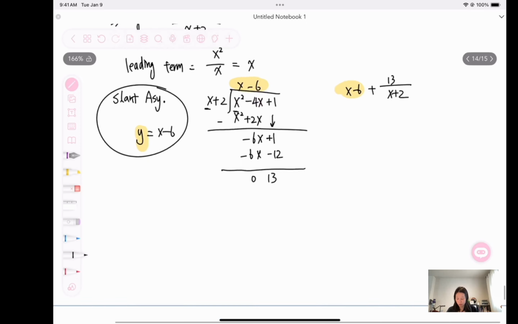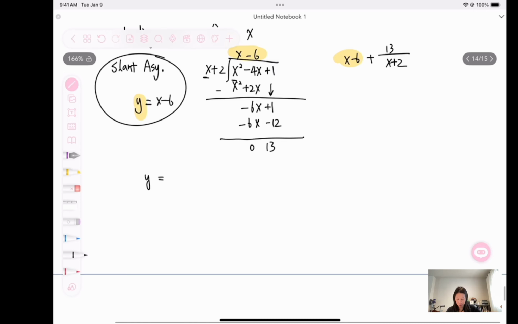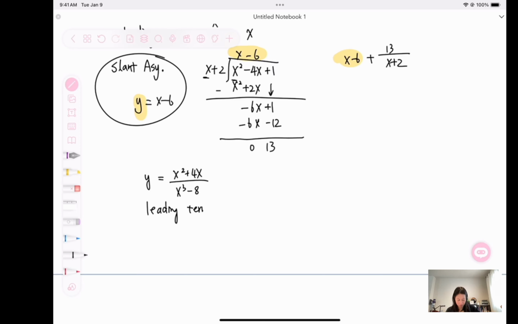Okay, next one. The last exercise is (x squared plus 4x) over (x cubed minus 8). The leading term is x squared over x cubed, which is 1 over x. So we're expecting the asymptote to be similar to 1 over x. 1 over x looks like this one. So we have a horizontal asymptote y equals 0. The x-axis will be our asymptote.